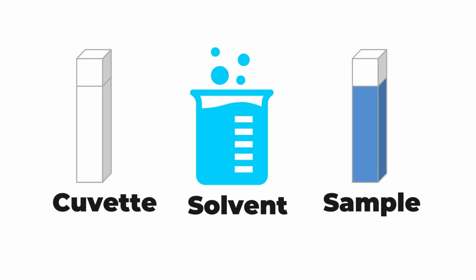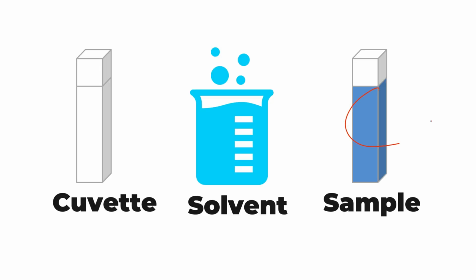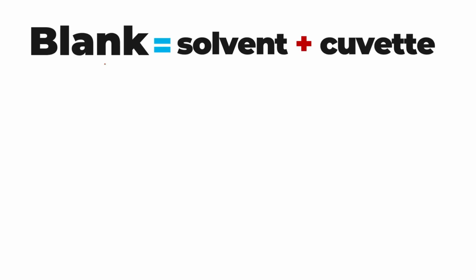Now the blank problem. Blank is not optional. The blank must be the same cuvette and the same solvent without the sample. Sample is the same cuvette, same solvent plus material. If the blank is wrong, your UV region can become fake. This sentence saves your data. Blank equals solvent plus cuvette.